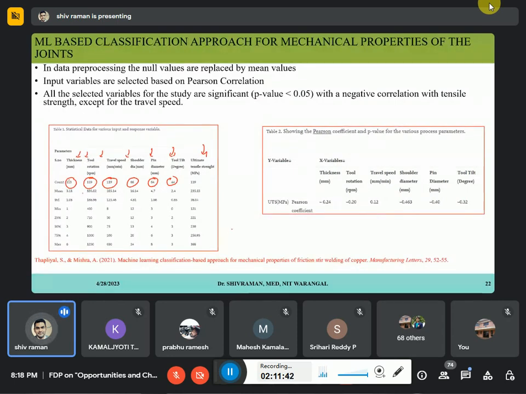What we did, we need all the data, 119 data for all the inputs. So we subjected the data set to imputation, and we replaced the null values with the mean. We also tried to understand the Pearson correlation between the UTS and various input parameters. All parameters show a negative influence, meaning increasing thickness will result in poor UTS, but the travel speed has shown a positive correlation.